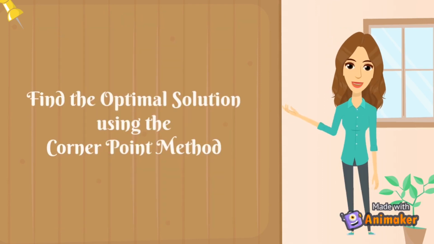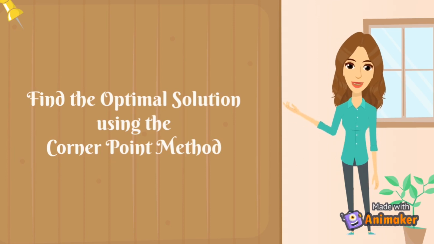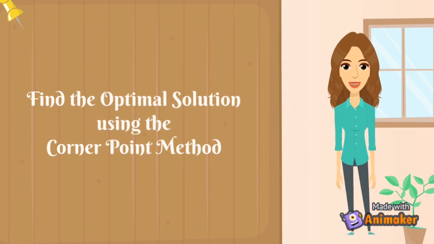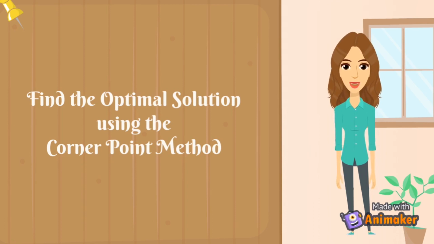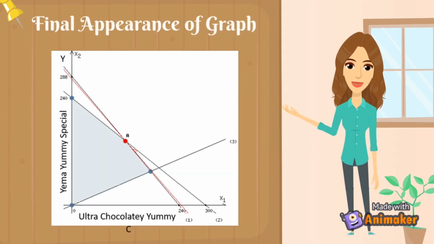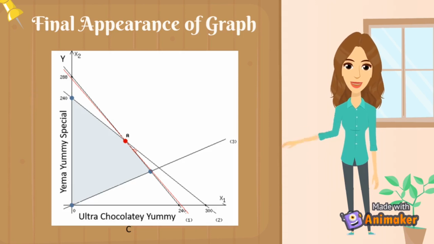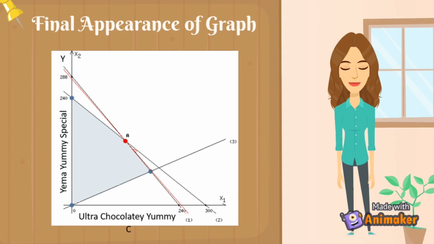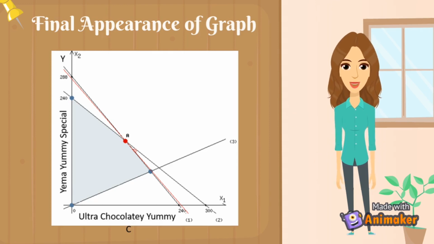It has been discussed earlier that we have two methods in identifying the optimal solution, the isoprofit line method and the corner point method. In this problem, we will use the corner point method. Now this is the final appearance of the graph. It is noticeable that we have 4 corner points. We will use these corner points to solve for the optimal solution using the corner point method.